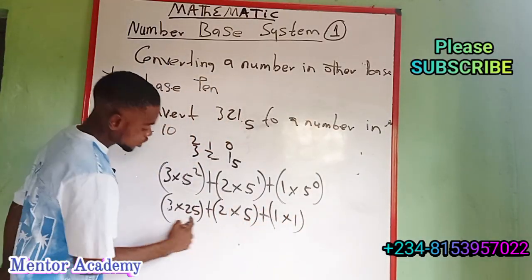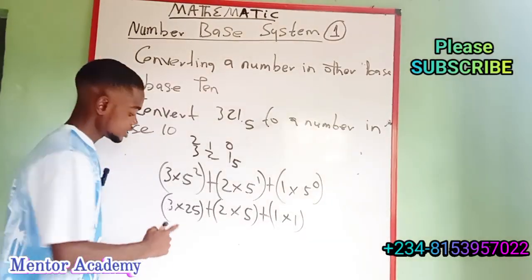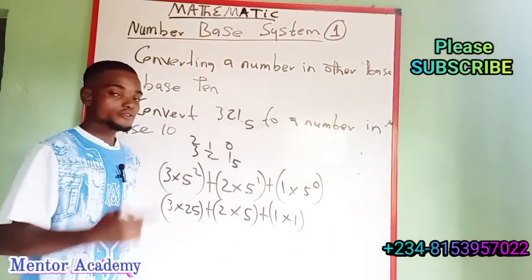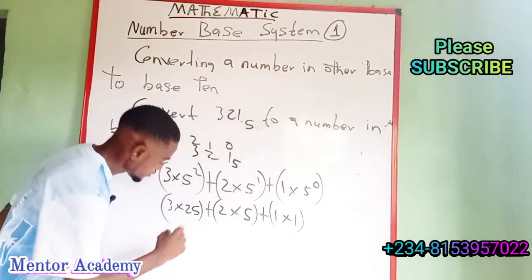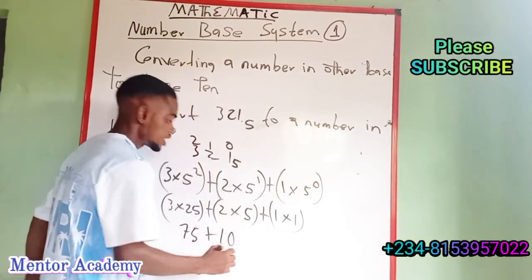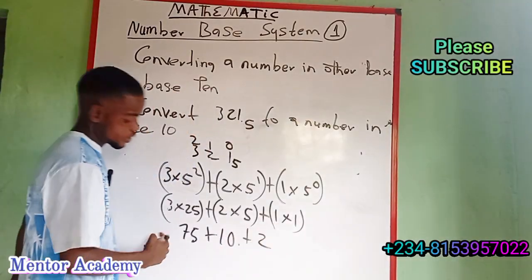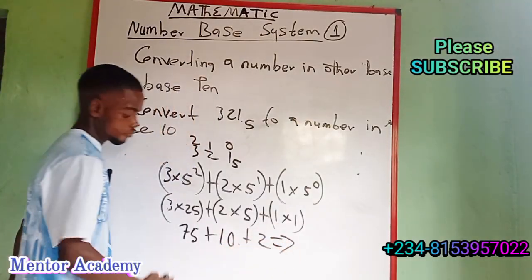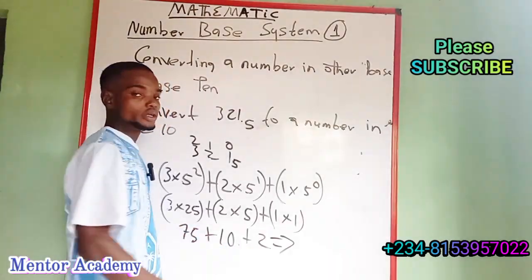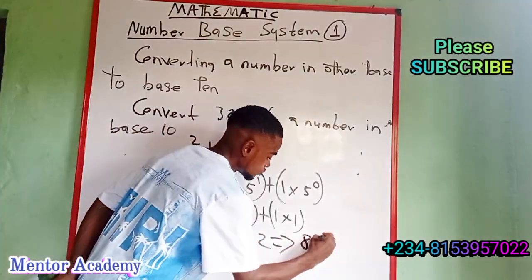Alright, now we're going to what? Multiply before we add. 3 multiplied by what? 25. 25 is 50. 25 again is what? 75. We have 75 plus 2 times 5 is what? 10 plus 2. Now we add everything together. What are we going to have? 75 plus 10 is going to give us 85. 85 plus 2 is going to give us 87.